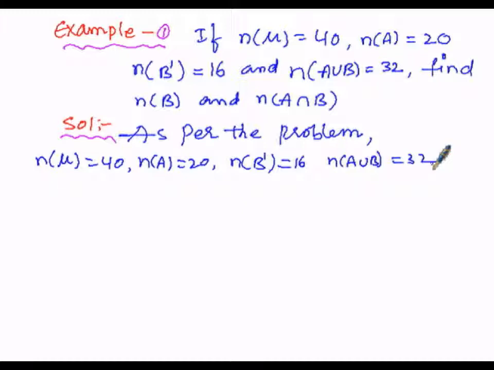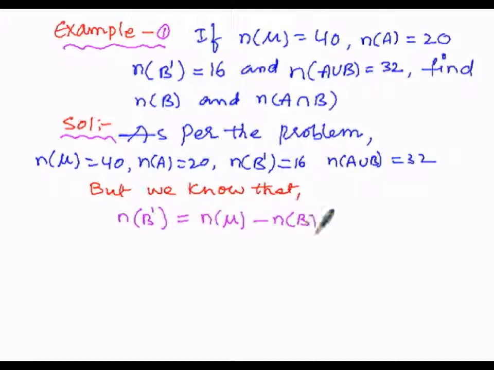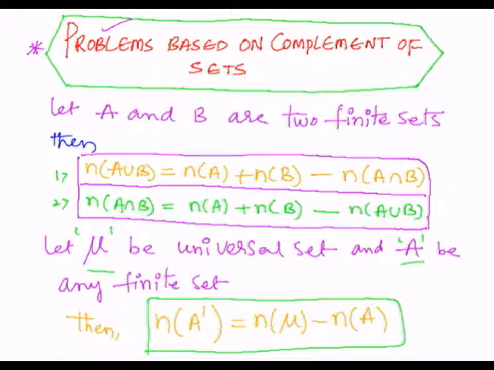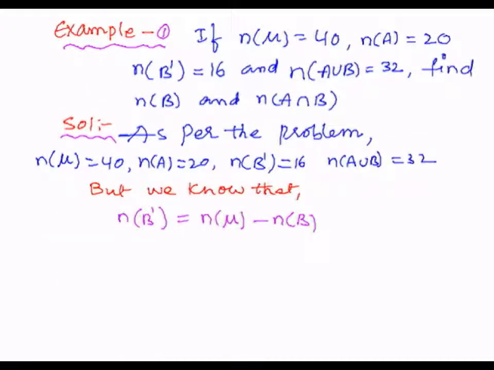With the help of these quantities, we have to find out N of B. But we know that N of B dash is given by N of mu minus N of B. As we stated in the formula, N of A dash is equal to N of mu minus N of A. If A is replaced by the other set B, N of B dash will be equal to N of mu minus N of B. So we got the same formula here. Based upon this formula, we are going to find out the unknown quantity, which is N of B.